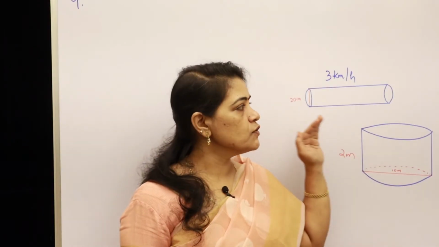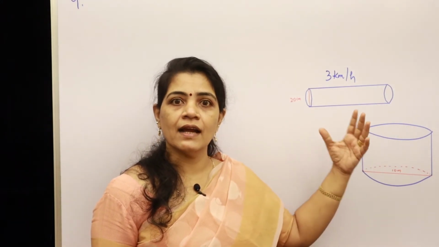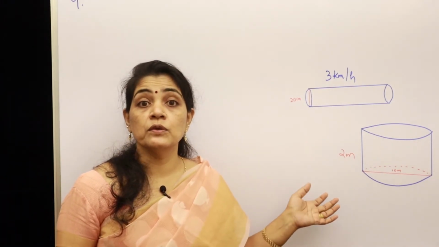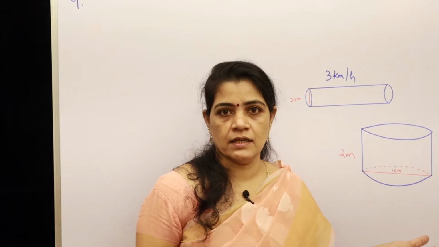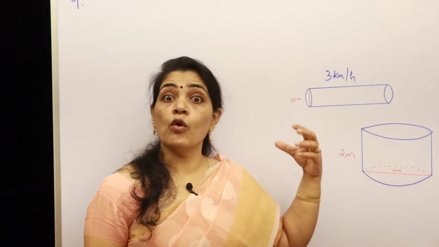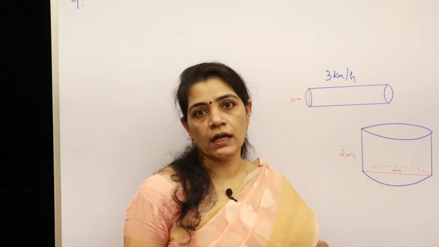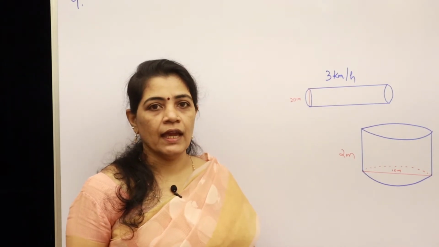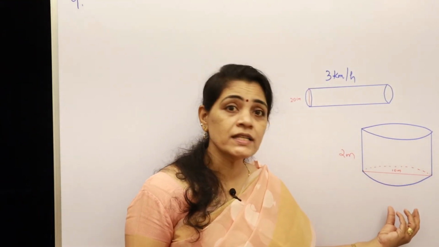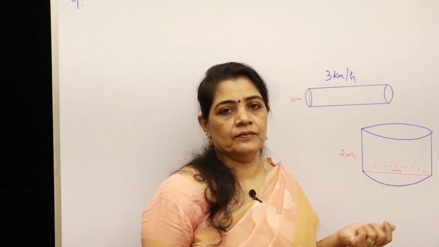Question clear? Water is flowing through this cylindrical pipe and it is collecting in a cylindrical tank, both having the same shape. So you can use the same formula, pi r square h. We should know the volume of water flown through the pipe in 1 hour, and also you should know the capacity of the tank.